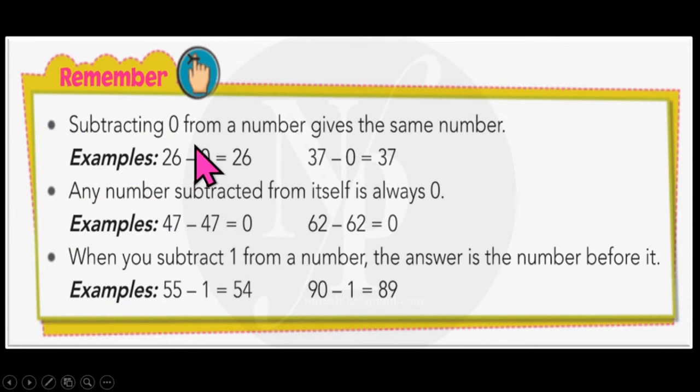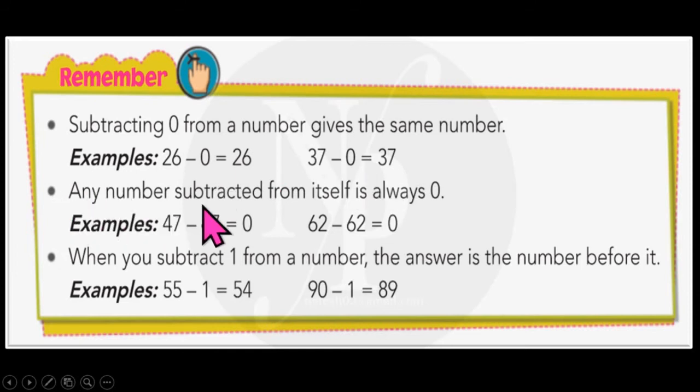Again, here we have a few points to be remembered. Remember, subtracting 0 from a number gives the same number. So when you subtract 0 from any number, you will get the same number. Examples: 26 minus 0 is equal to 26. 37 minus 0 is equal to 37. So when you subtract 0 from 37, you get 37 as the difference. So subtracting 0 from any number will not change its value.